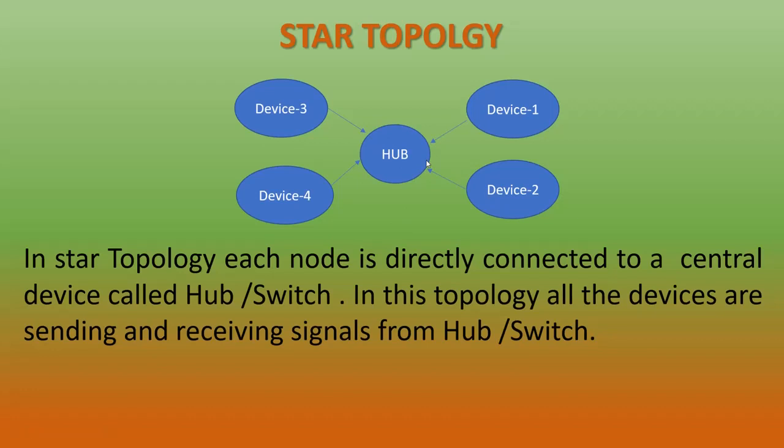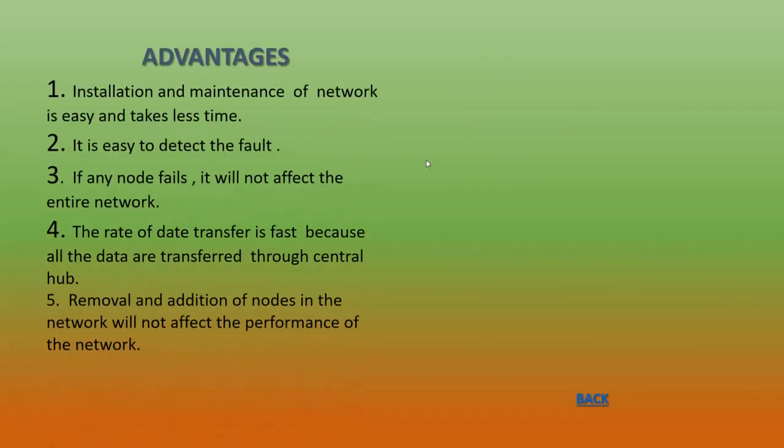So, these are the main advantages of star topology. See once again, what are the advantages of the star topology. Installation and maintenance of the network is easy. It is easy to detect the fault. I told you, if any one of the nodes fails, you just discard the node, and the remaining network will work properly. If any one of the nodes fails, it will not affect the entire network.